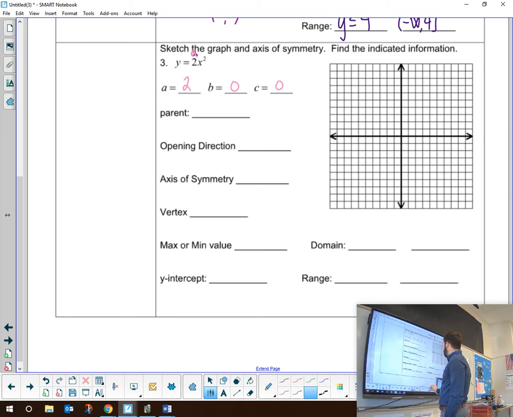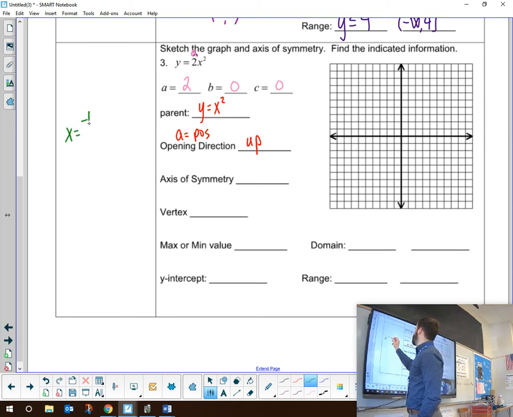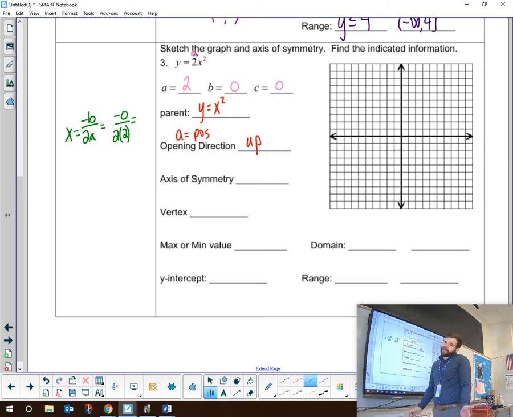So my parent function is just going to be y equals x squared. My opening direction, well, is a positive or negative? Well, in this case, a is positive, so my opening direction is up. Then we need to find my axis of symmetry. So remember, that's x equals negative b over 2 times a. So b is 0, so it's going to be negative 0 over 2 times 2. Well, 0 divided by anything is 0, right? So 0 divided by 2 times 2 is still just 0. So there you have it. My axis of symmetry is just going to be x equals 0.